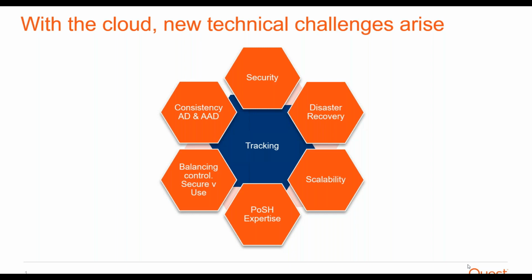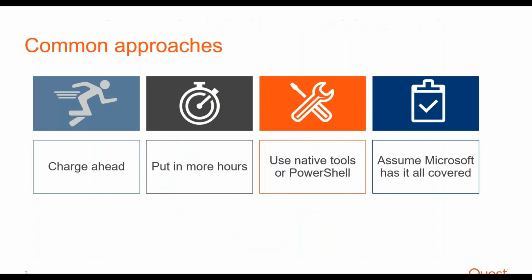And then the consistency. So you've got AD, Azure AD, content, you might have SharePoint, you might have mail in the cloud and on-premise. How can you maintain a consistency of technology, policies and processes across those two environments? So those are the 6 key things that we see customers experiencing as pain points with this kind of setup. And common approaches to get around this or to move to the cloud.